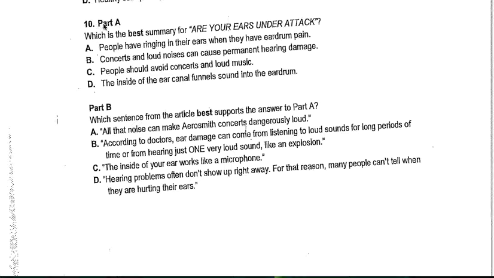Number 10, Part A. Which is the best summary for Are Your Ears Under Attack? A. People have ringing in their ears when they have eardrum pain. B. Concerts and loud noises can cause permanent hearing damage. C. People should avoid concerts and loud music. D. The inside of the ear canal funnels sound into the eardrum.